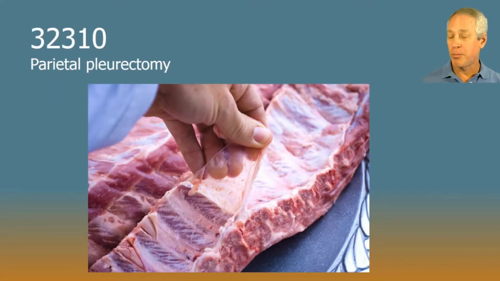So speaking of a parietal pleura, a little fun with cuisine here, and here's your first CPT code, 32310, parietal pleurectomy. So here are some spare ribs. You'll see the lining there is the parietal pleura. It's very thin, it's very slick, pretty strong too. I think you're supposed to remove that before you cook ribs, but there's a good illustration of it.